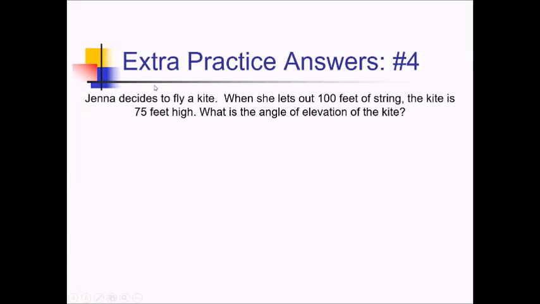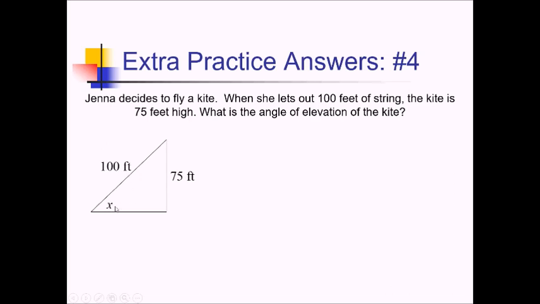On this problem, we have Jenna flying a kite. She's letting out 100 feet of string, and the kite is 75 feet off the ground. We want the angle of elevation. Well, that means we need a right side up triangle for angles of elevation. So here's the kite up here. Here's Jenna down here in the lower left. So this 100 feet of string, that corresponds with our hypotenuse of this triangle. And then the 75 feet high, that's the height above the ground, so that's this vertical distance here. Angle of elevation is always between the horizontal and the hypotenuse, so that's this angle down here.